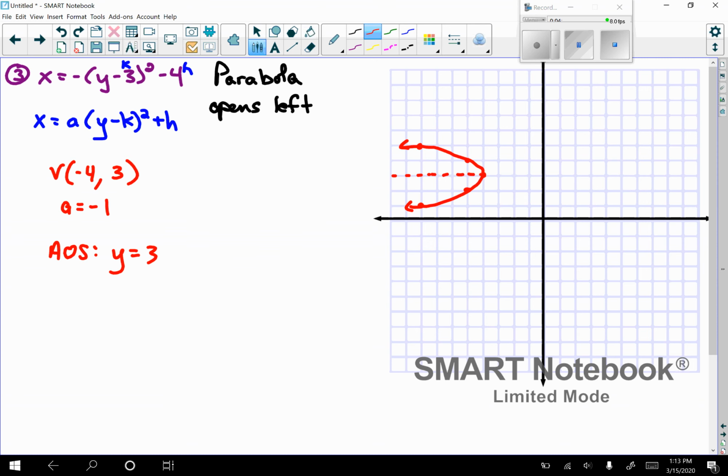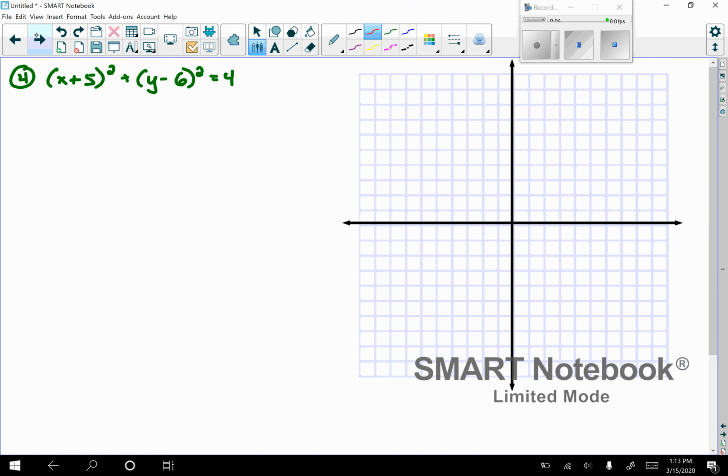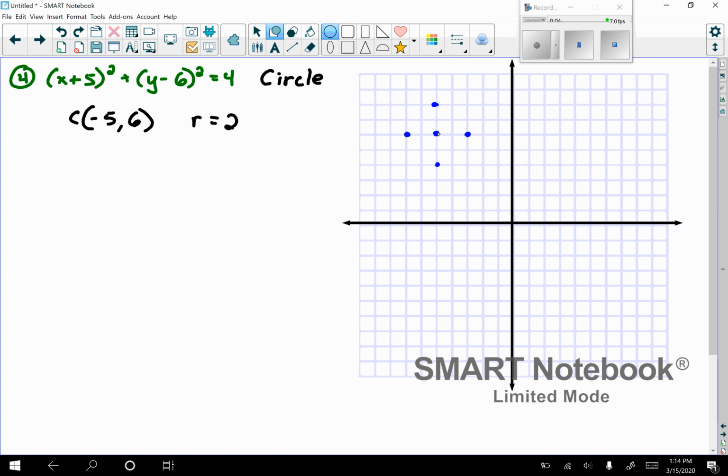And my axis of symmetry is y equals 3. All right, number 4. Because we have a quantity x minus h squared plus y minus k squared, this also gives us a circle. It's already in hk form, so our center is at -5, 6. Our radius is the square root of 4, which is 2. So going to plot this. And just count up 2, to the right 2, down 2, to the left 2, and then we can draw our circle.